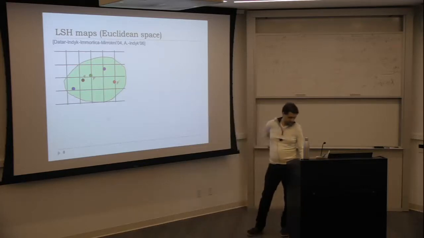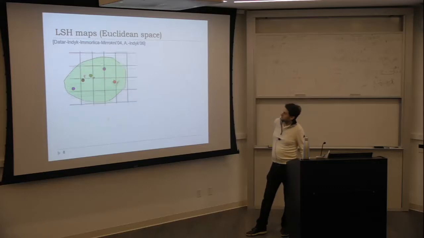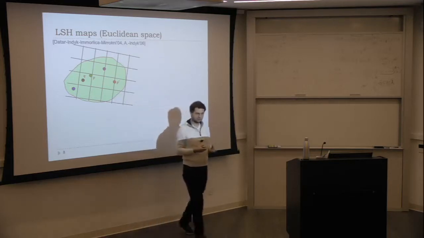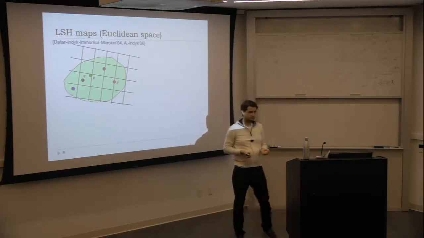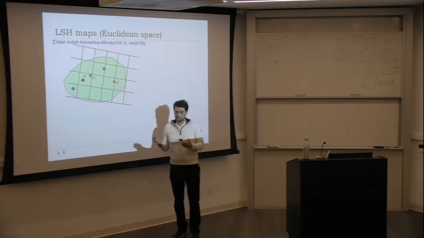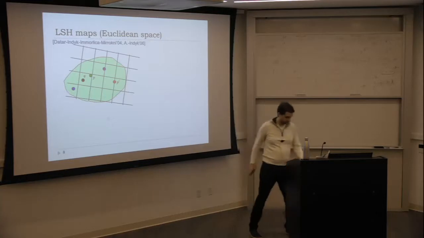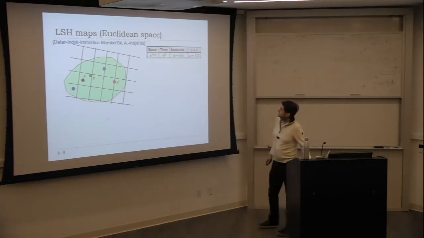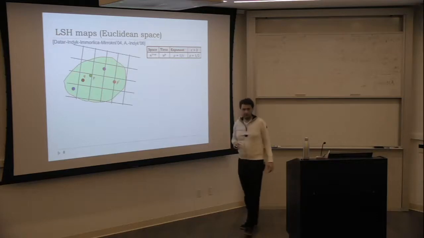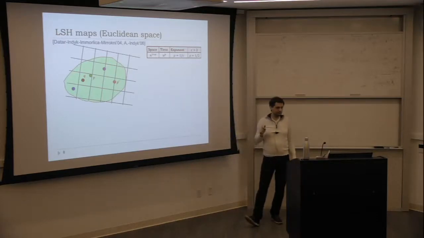So the randomness that you introduce is basically this: you take this grid, you randomly shift it, randomly rotate it, and the cells that you see will be the hash buckets. Okay, so you do this, and this is your space partition, and you can compute P1 and P2. The type of bounds that you get, your exponent rho, will again be 1 over c, actually a little bit less than 1 over c. Very similar to the one that we got for the Hamming space.